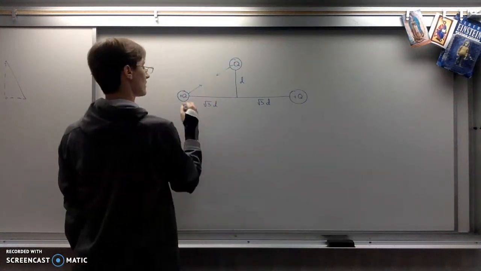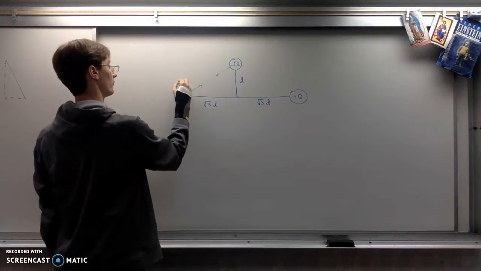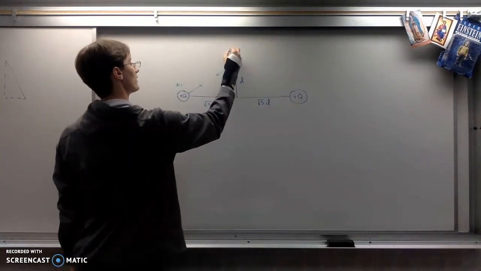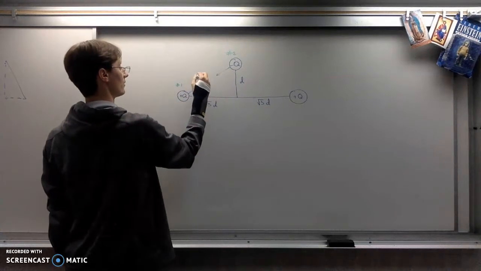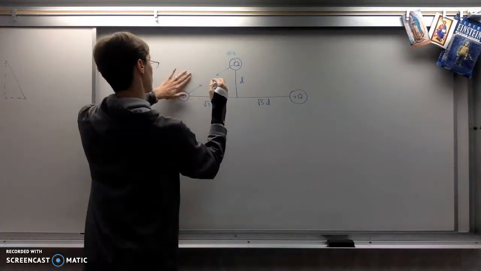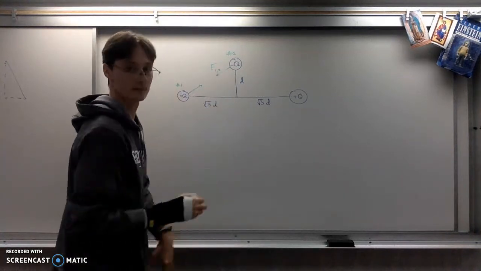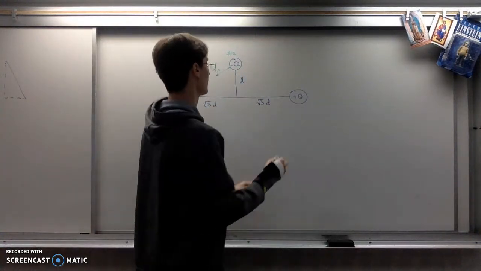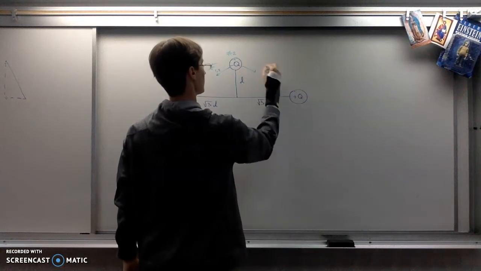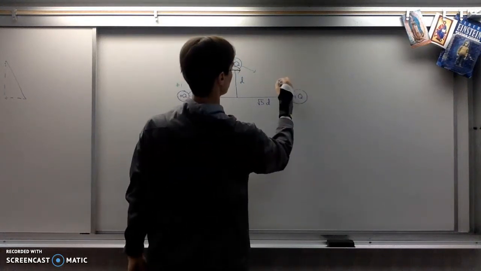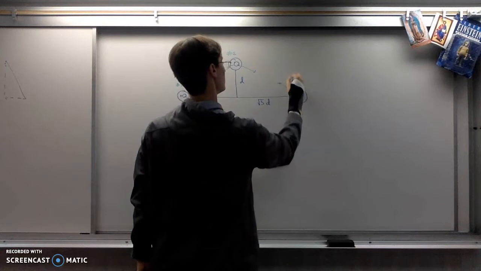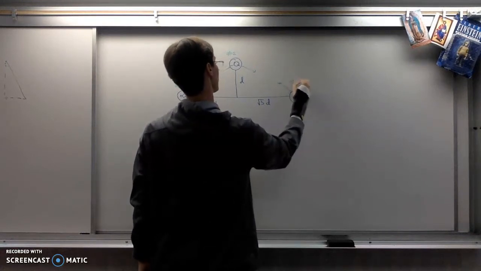There we go. So maybe we'll call that force 1, 2, because I'll number these two charges 1 and 2. All right, so that's force 1, 2, whatever. And then same story here. Those ones are going to attract. So maybe we'll call that F2, 3, because this will be charge number 3 down here.